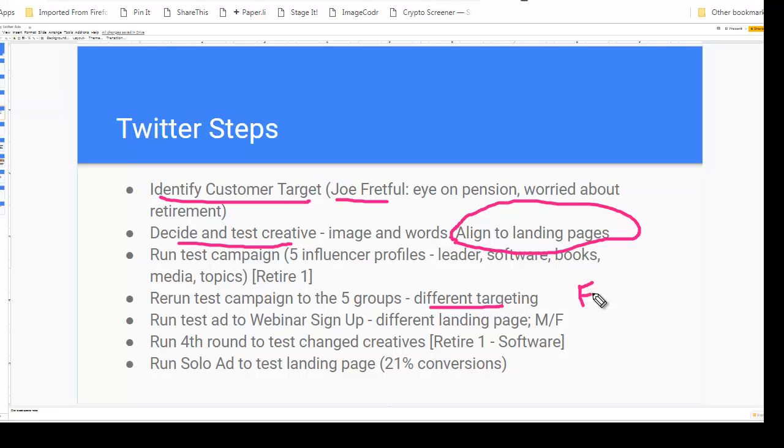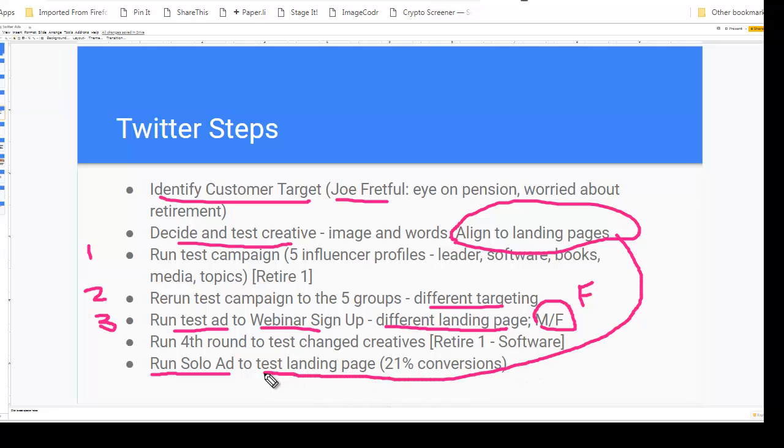So in week 11, and this week, the steps are to run a test ad to the webinar sign up to test a different landing page, and I widened it to male female. Run the 4th round. So this was round 1, this was round 2, this is round 3. So run a 4th round to test the changed creatives. That was what I was doing during the course of this week. So the Retire Ad group aiming at software, and then run a solo ad to test that this aligned landing page. I ran that during the week.